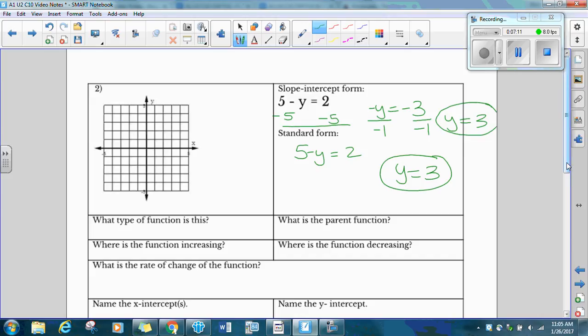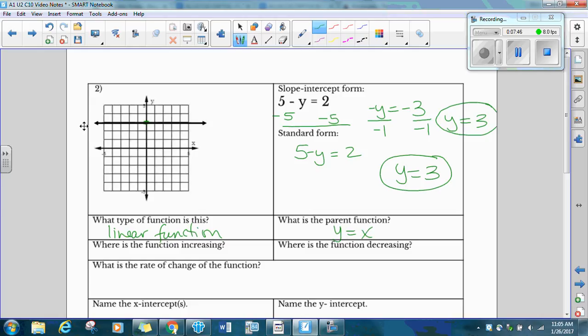So as I come over here, y equals 3, so I'm going to go 1, 2, 3. There's my point, and a horizontal line will just go straight across. So graphing my horizontal line, there is my graph. What type of function is this? Again, this is a linear function. What is the parent function? Y equals x.